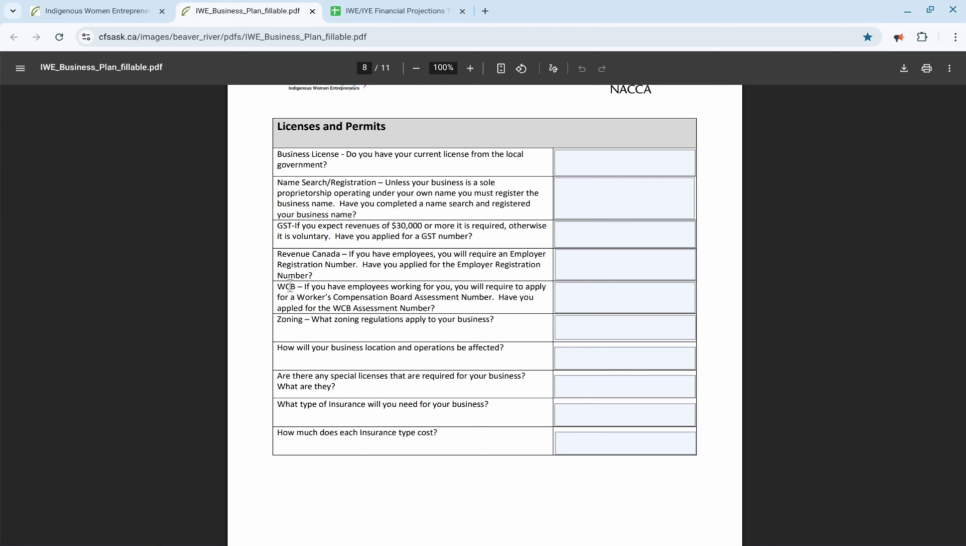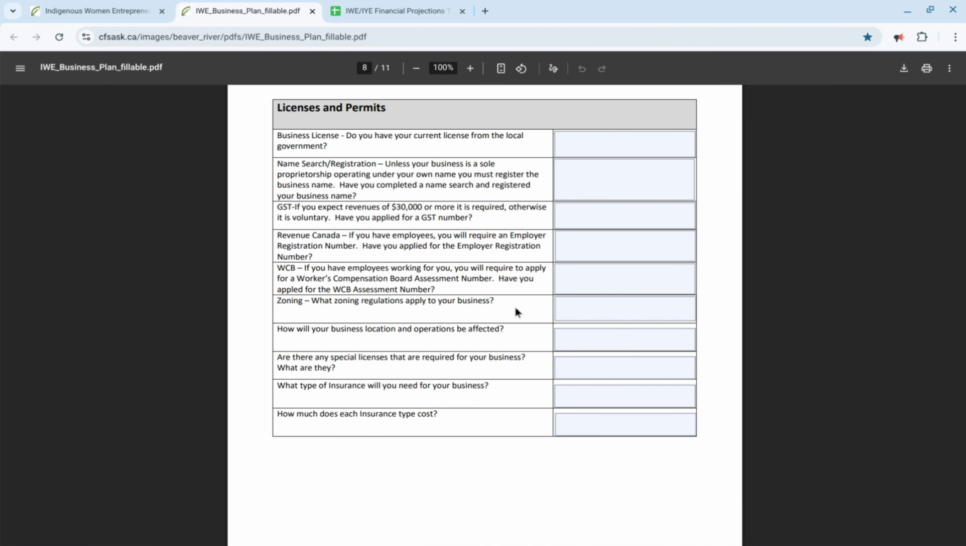Next is WCB. WCB stands for Workers' Compensation Board, so that's Workers' Compensation Insurance. It says if you have employees working for you, you are required to apply for a Workers' Compensation Board assessment number or account. Have you applied for the WCB assessment number? So just indicate if you have or have not applied for workers' comp.